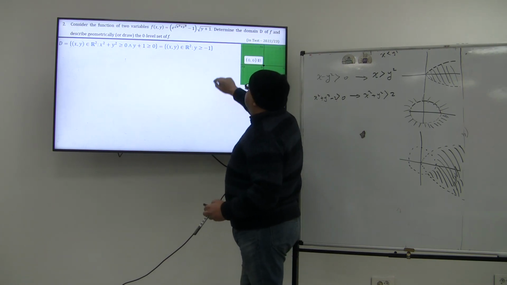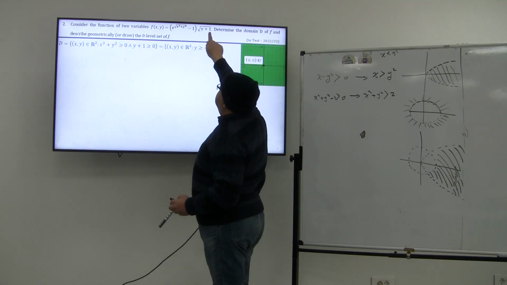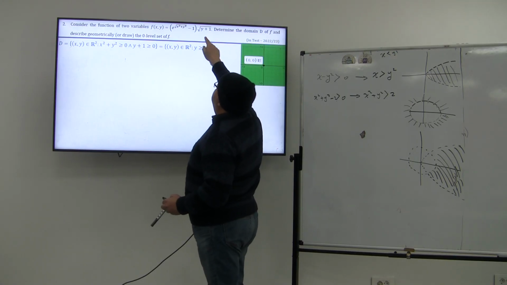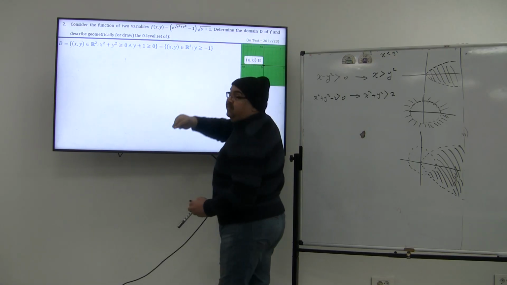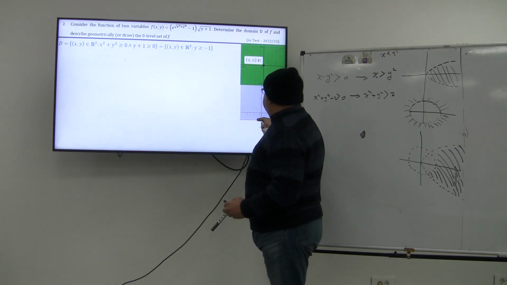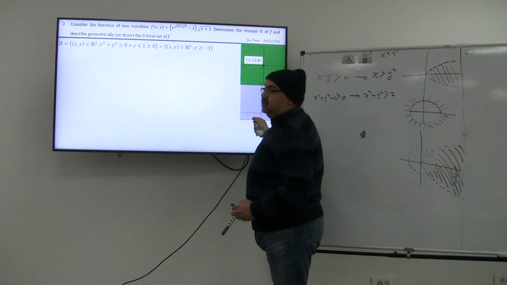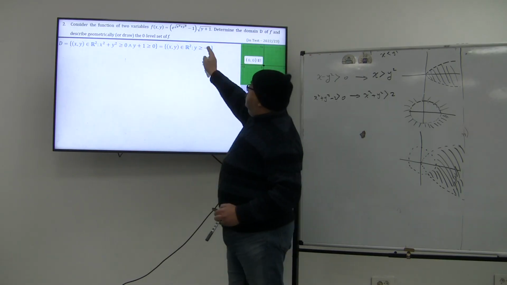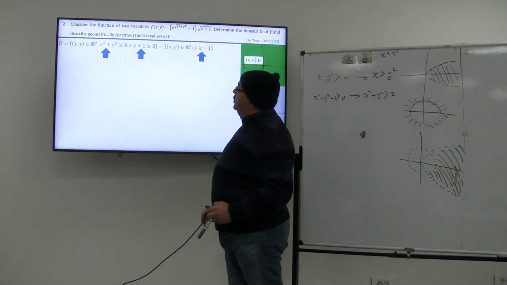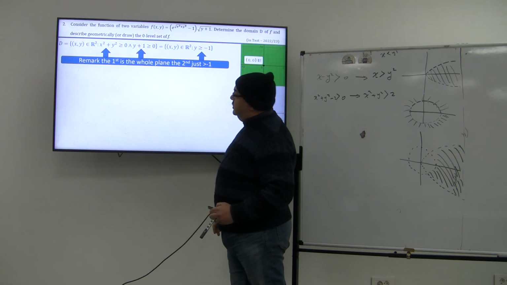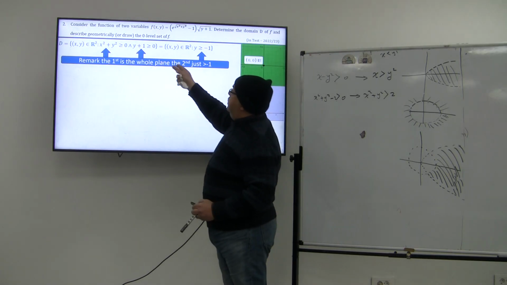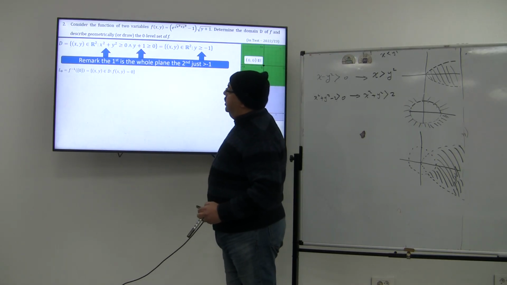The second is y plus 1 should be greater than or equal to 0, which means above negative 1. y should be greater than or equal to negative 1, so that's the domain. That's my domain. This is my domain. Okay, so just only y greater than or equal to negative 1. These are the conditions. Remark that the first is the whole plane, the second just y greater than or equal to negative 1.